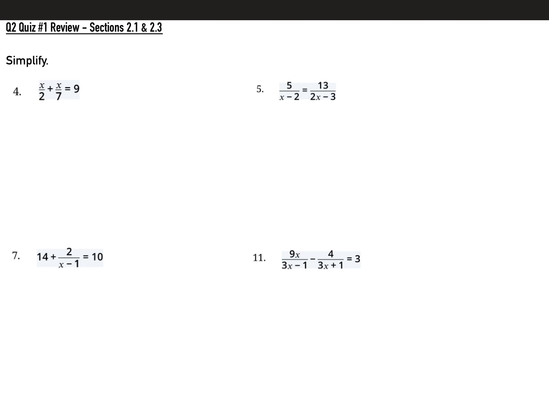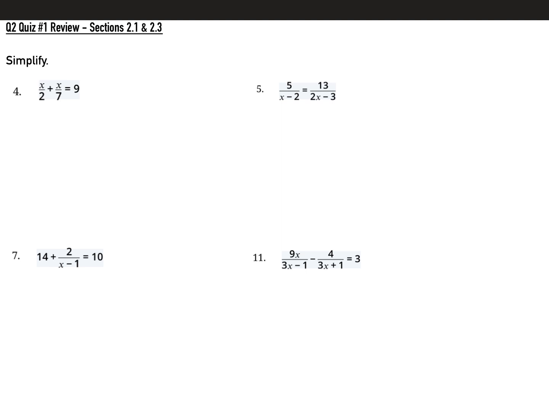So your quiz covers sections 2.1 and 2.3. The first section of your review goes over 2.1, and the second section is 2.3. If we look at the first example, you have x over 2 plus x over 7 is equal to 9. If you remember when we did this section, as long as you can find your least common denominator, you multiply everything by that least common denominator to cancel out your fractions.